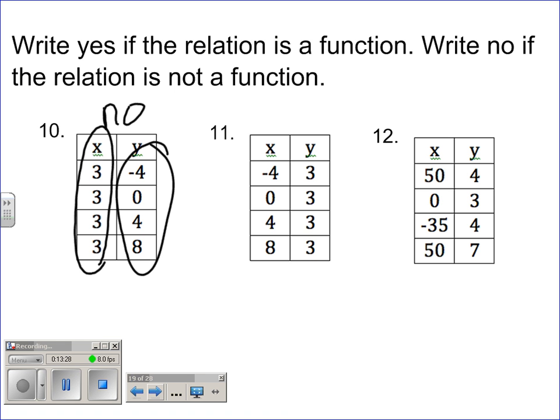Number 11, yes, it is a function. We don't have any copy of x. And number 12 is not a function because for an x value of 50, we have a y value of 4 and of 7.